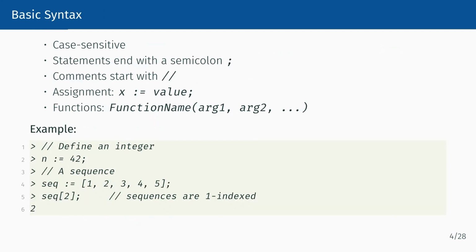OK, some basic syntax in Magma. Words are case sensitive, and statements have to end with a semicolon. If you want to assign a value to an integer, you don't just write equal, you write colon equal. And it will take me a second to show you what I'm doing.